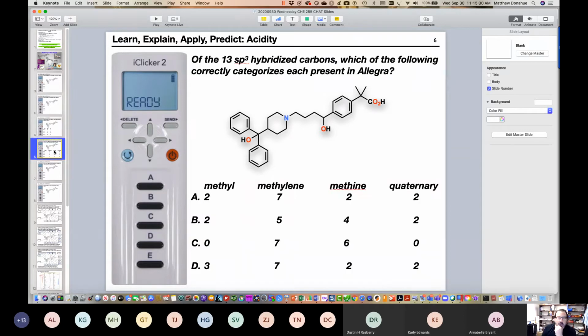So the next question: of the 13 sp3 hybridized carbons, which of the following correctly categorizes each present in Allegra? So now you're only considering the sp3 hybridized ones. How many are methyl? How many are methylene? How many are methine? Or how many are quaternary? Again, quaternary means there's no hydrogens bonded to that sp3 hybridized carbon.